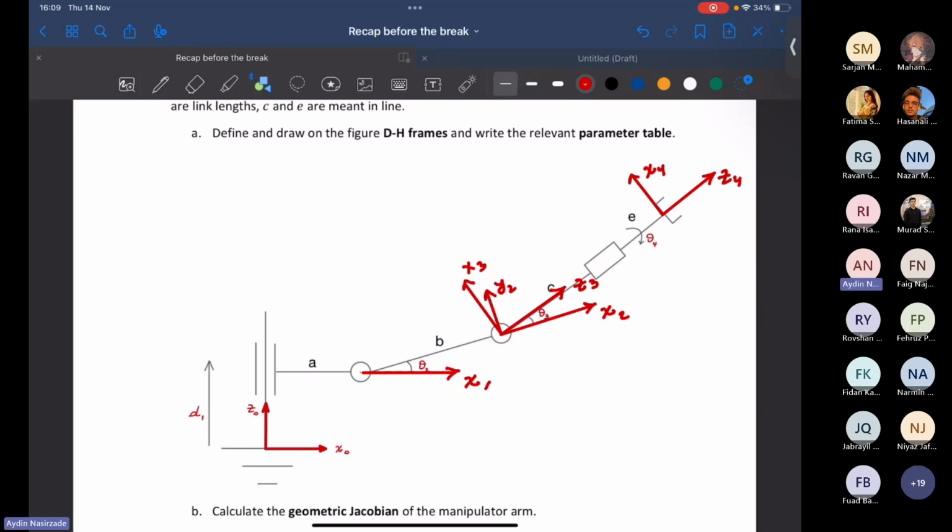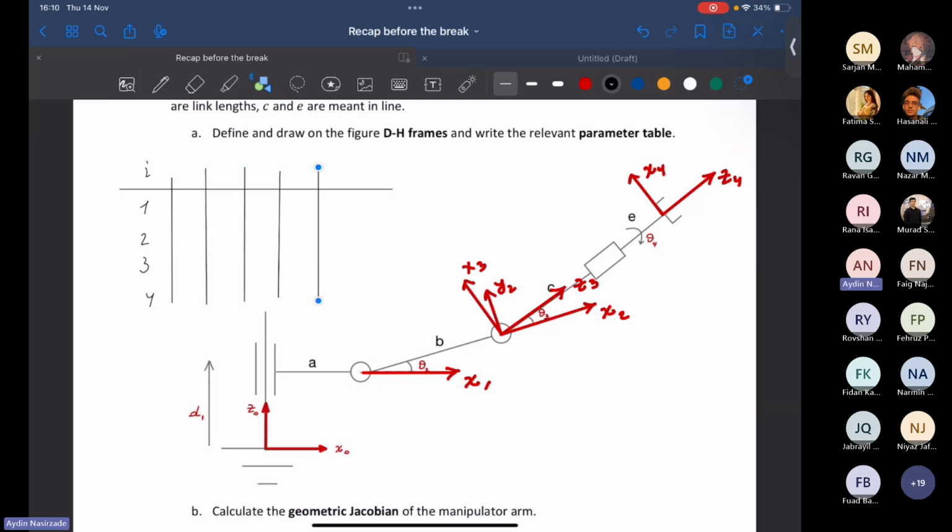Okay. Now it's time we structured the DH parameter table. Just because we have 4 joints, we are going to have 4 rows: 1, 2, 3, and 4. Shall we start? Okay, think about this, and we can check our results. Theta i, d i, alpha i, and a i.